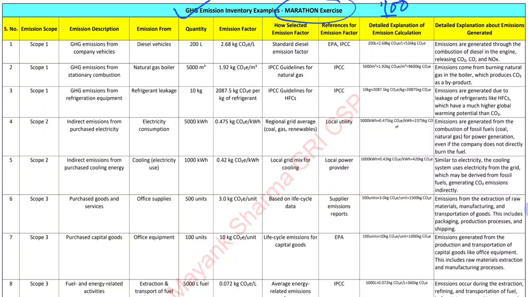Okay, first we will take an example of scope 1 emissions. The emission description is given here: GHG emissions from company vehicles. These are diesel vehicles basically, and let's suppose we assume that 200 liters of diesel consumption is happening. So what is the emission factor, and how was this emission factor selected? A standard diesel emission factor was taken, and the reference source is EPA and IPCC.